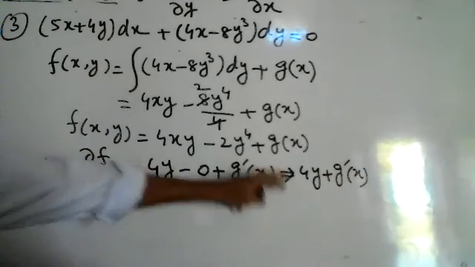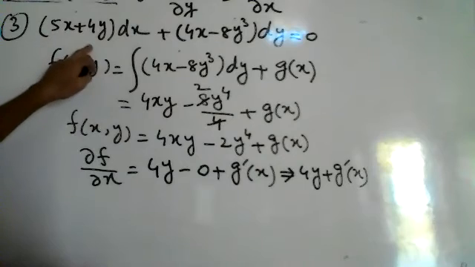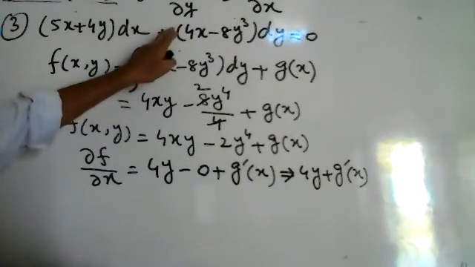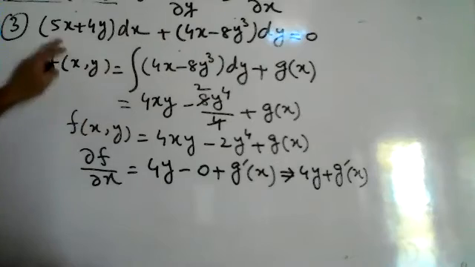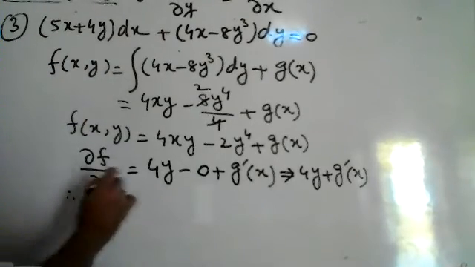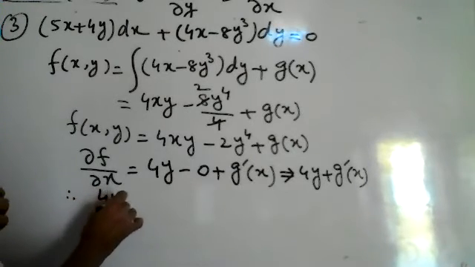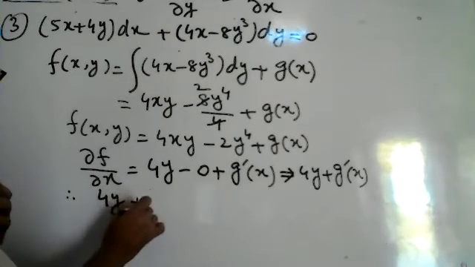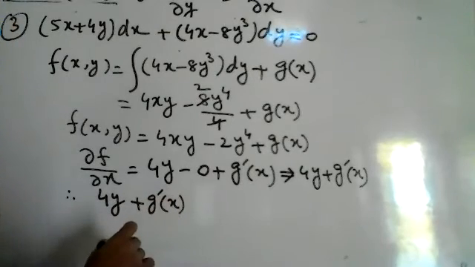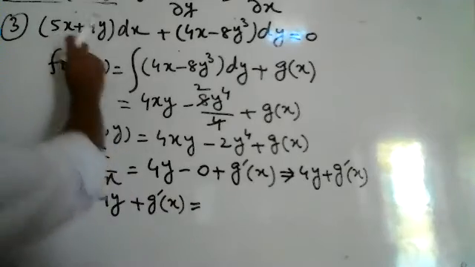And that will be taken as equal to this one, 5x plus 4y, because we integrated with respect to y, so the derivative of this function will become equal to this one. Therefore 4y plus g dash x is equal to this one, 5x plus 4y.